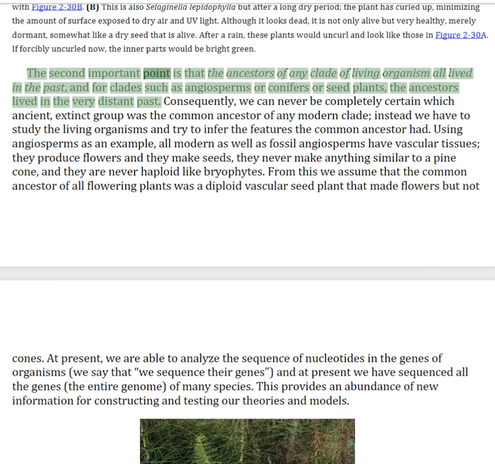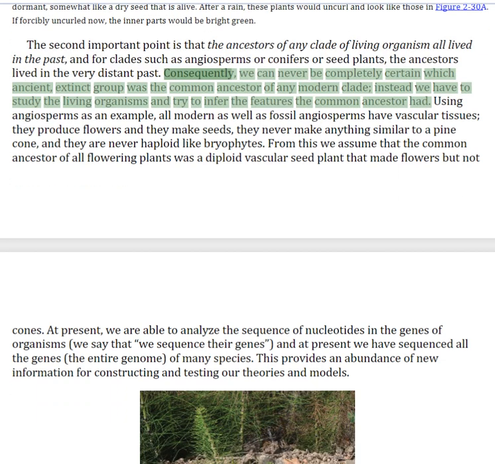The second important point is that the ancestors of any clade of living organism all lived in the past, and for clades such as angiosperms or conifers or seed plants, the ancestors lived in the very distant past. Consequently, we can never be completely certain which ancient, extinct group was the common ancestor of any modern clade. Instead, we have to study the living organisms and try to infer the features the common ancestor had.